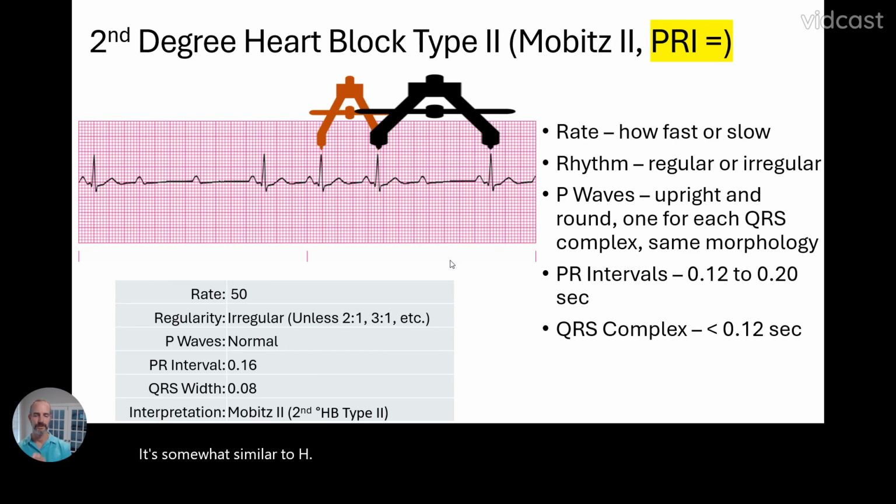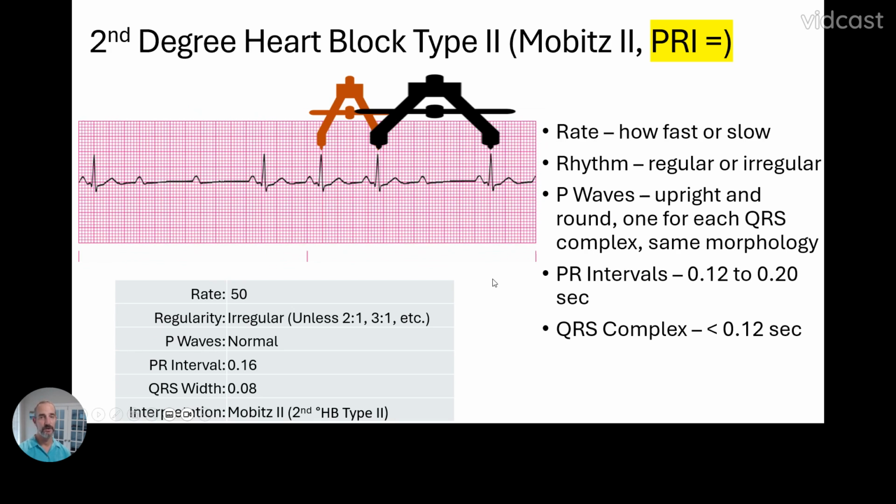You get 2 or 3 of those flutter waves and going consistently across, and that rhythm will look regular as well. So sometimes the secondary heart block can be regular, but in this case, it's irregular, pretty obviously as well. So the next thing we do is look at the P waves. They are all upright, round, and identical in morphology.